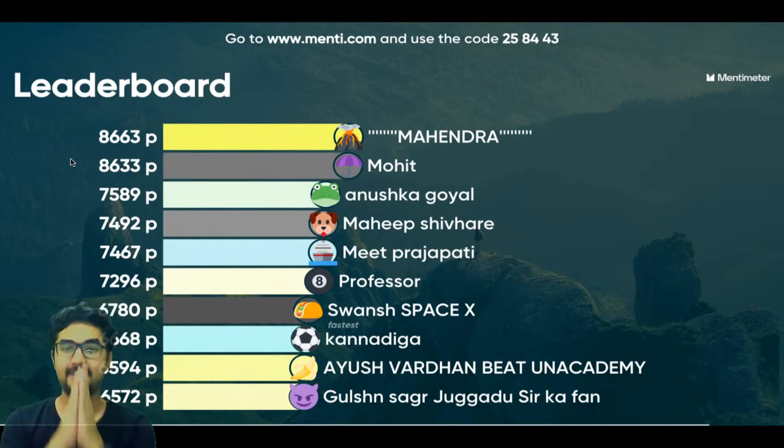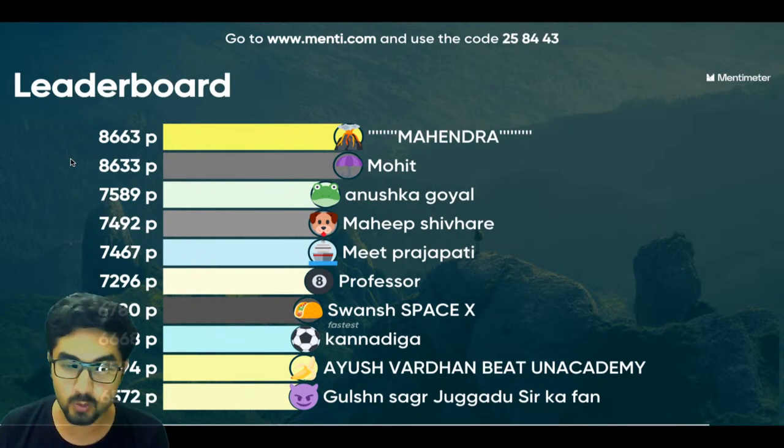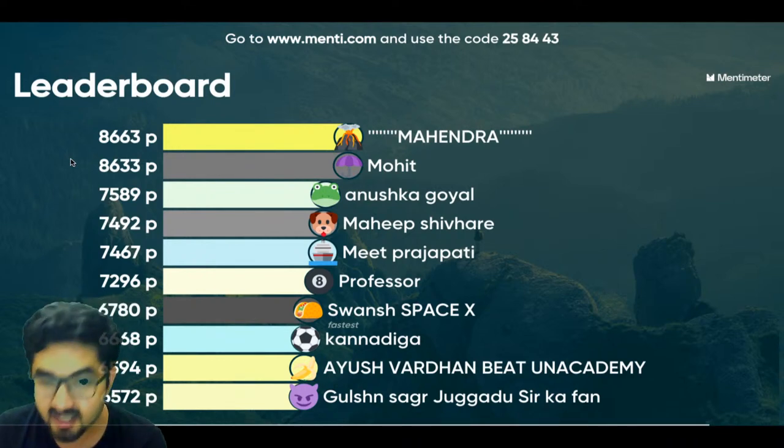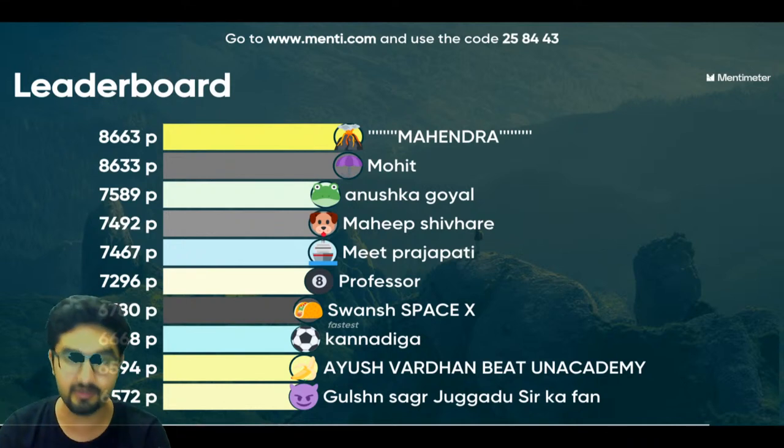So badhiya. So Mahindra is first, Mohit is second, Anushka is third. Congratulations, followed by Maheep, Meet Professor. Swansh, what a great name, right? And Swansh is the fastest as well, followed by Kanadika, followed by Ayush and Gulshan. So Gulshan, you are again on the leaderboard, perfect.